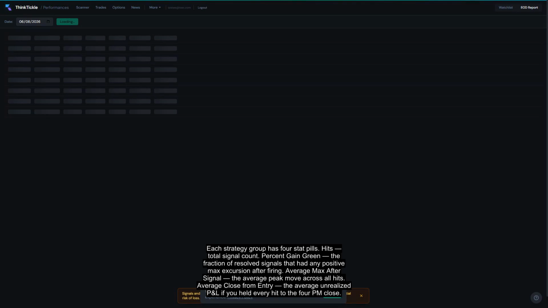Each strategy group has 4 stat pills. Hits, total signal count. Percent gain green, the fraction of resolved signals that had any positive max excursion after firing. Average max after signal, the average peak move across all hits. Average close from entry, the average unrealized P&L if you held every hit to the 4 p.m. close.